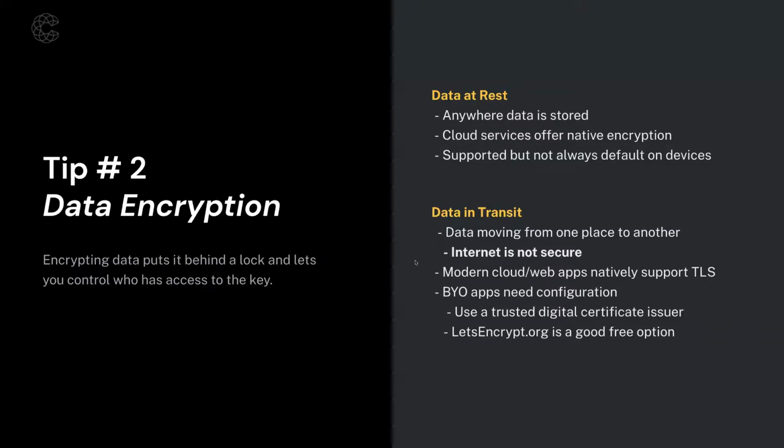Brings us to tip number 2, which is encrypting the data. So we have all of the stuff that we're securing with passwords. Data encryption is a technology process. It basically puts the data behind a digital lock and gives you the ability to control who has access to the key. You actually need a key to decrypt data, the opposite of encrypting. Controlling who has access to that key, by extension rather, gives you the ability to control who has access to the data.